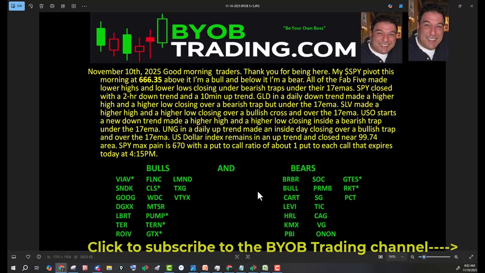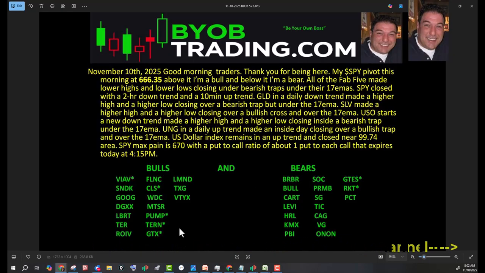The US dollar index remains in an uptrend but is still in the bear flag, and closed near the 99.74 area. SPY max pain for today is 670, with a put to call ratio of about 1 put for each call that expires today. All right, let's take a look at the markets.